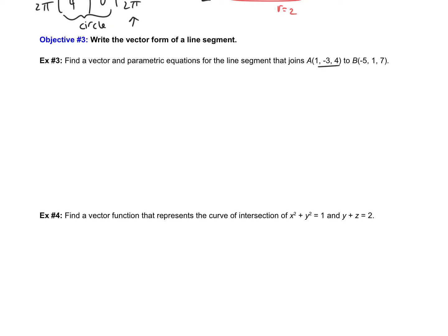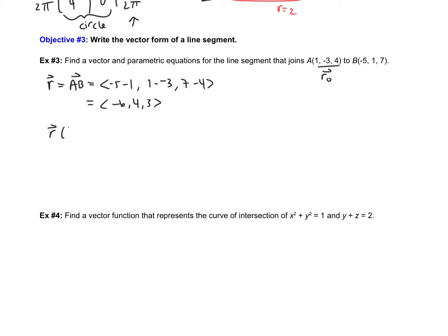So A, we're going to consider our initial point, and B is going to be our ending point. I'm going to use vector r to represent the direction of AB, so the vector that goes from A and heads towards B. So I'm going to do -5 subtract 1. So I start with B and then A. So -5 subtract 1, 1 subtract -3, and then 7 subtract 4. And this gives me -6, 4, 3.